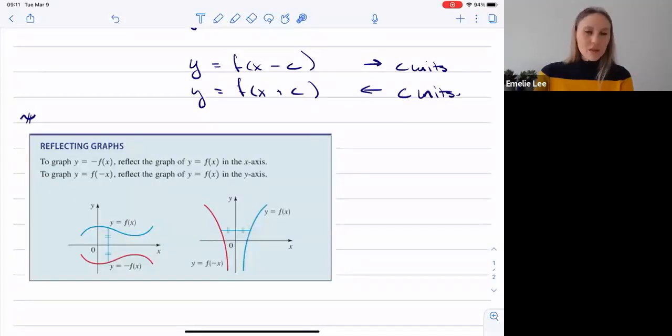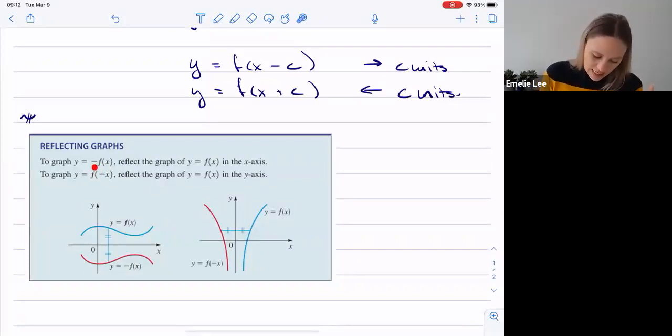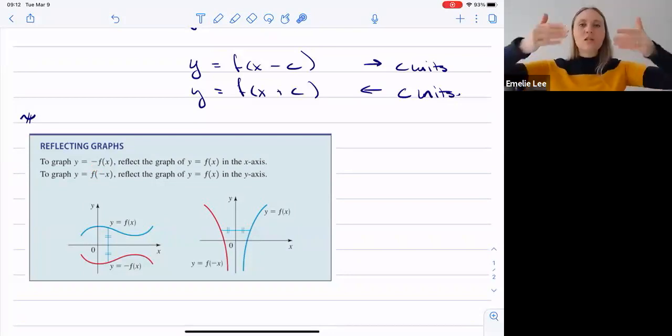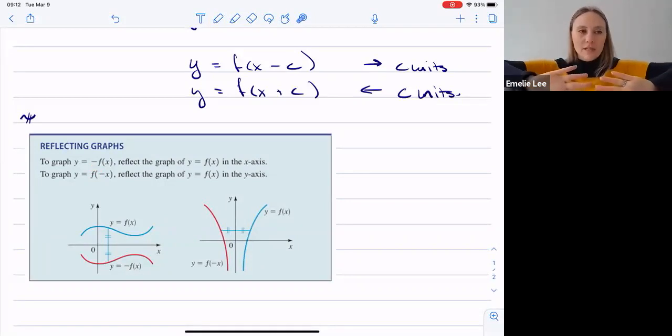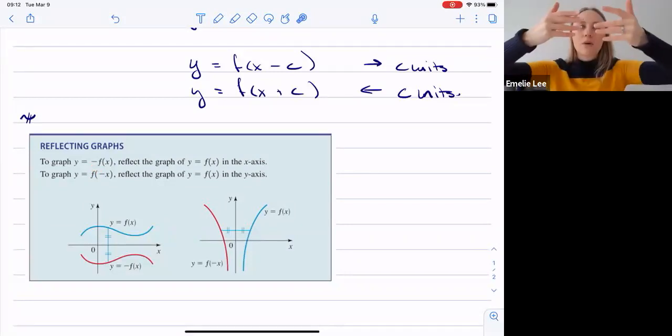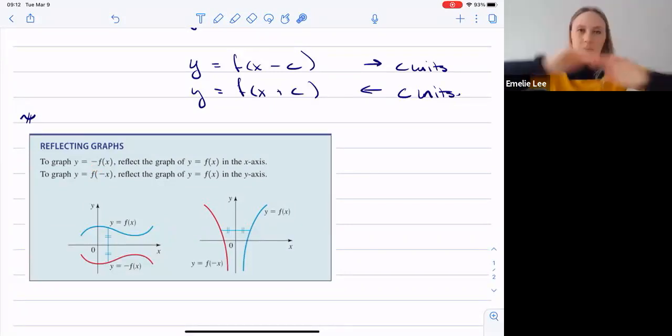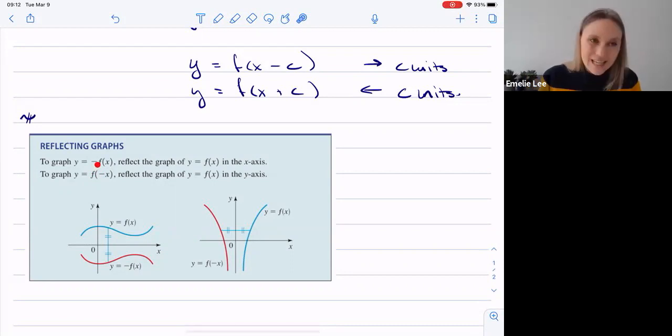So we can reflect graphs. If you have y equals f of x and you're looking at negative f of x, remembering that y is f of x, so if f of x is your y value and then you make it negative, what does that do? It takes positive y values and makes them negative. And so then we're flipping on the x-axis, and negative values become positive values. So we're turning around the x-axis if you are negating your whole f of x.